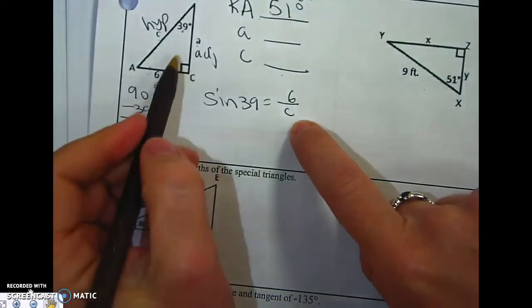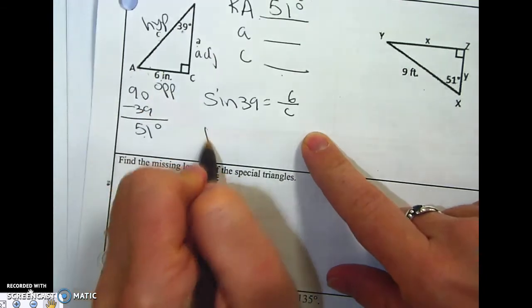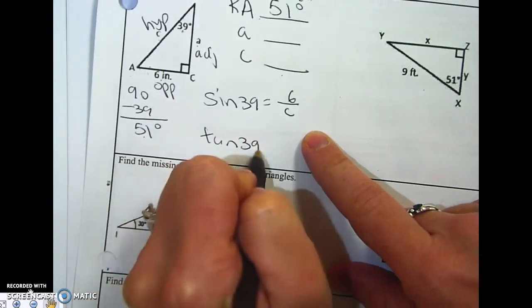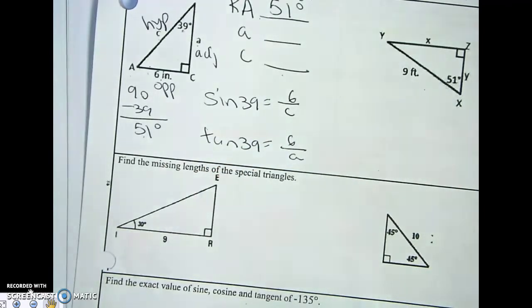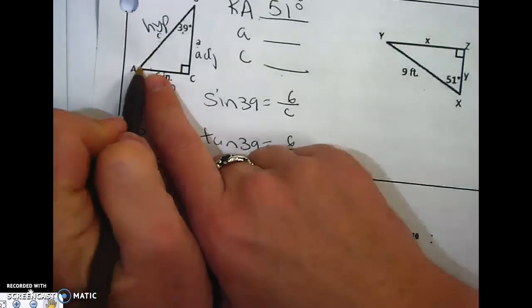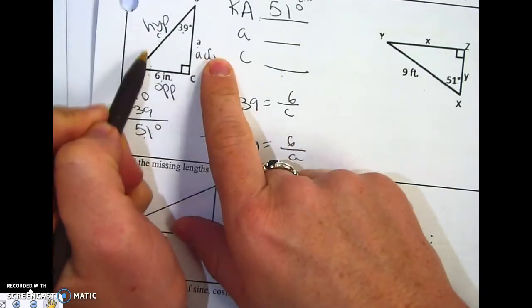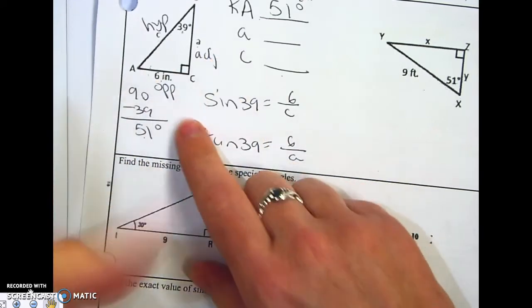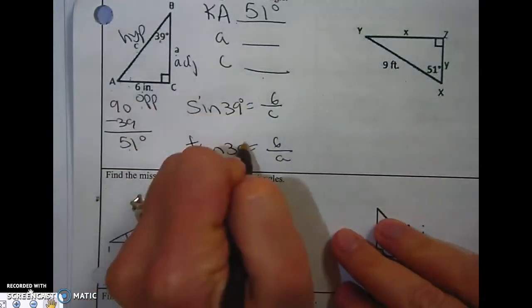I'm also going to do tan, so I'll do tan of 39 equals 6 over a. Some of you might think it's easier to do the 51 here because that's adjacent, or I guess this would actually be easier. So let's stick with that. Whatever you want to do, as long as we get the same answers. And let's make sure that's degrees.